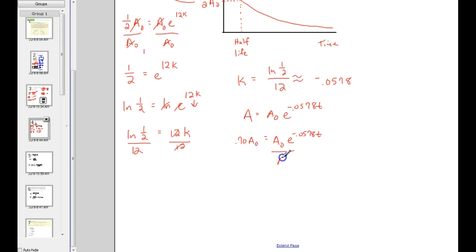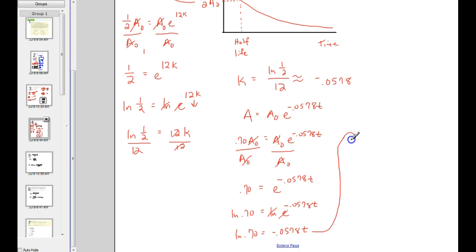Just like before, we're dividing both sides by A0, and that's going to get rid of A0. Then we have 0.7 equals e to the negative 0.0578t. Bring in the natural logs to get rid of the e. You have to do it on both sides. The natural log and e wipe each other out. Natural log of 0.7 equals negative 0.0578t.